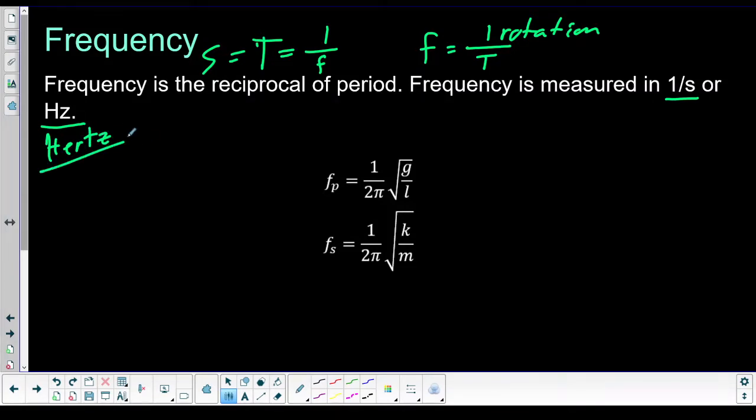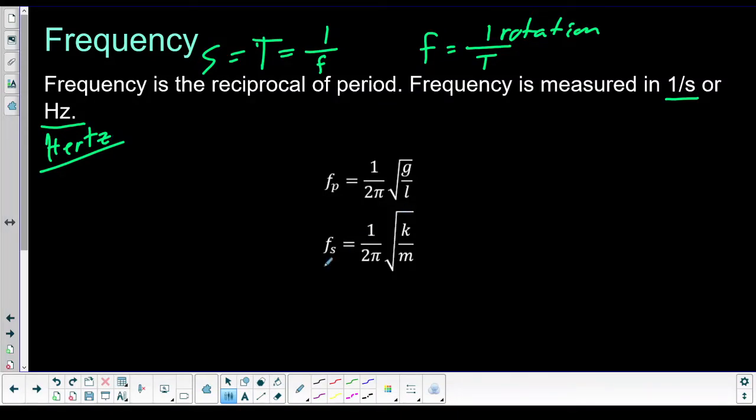It's named after a guy. But 1 over seconds, or per second, is a hertz. A single hertz. I don't know if it's singular, because Hertz with a Z is the guy's name, but I feel like hertz sounds plural. I'm not an English teacher.